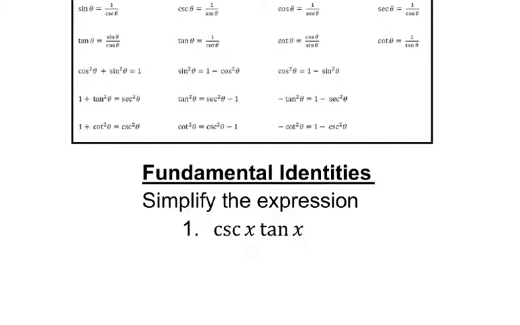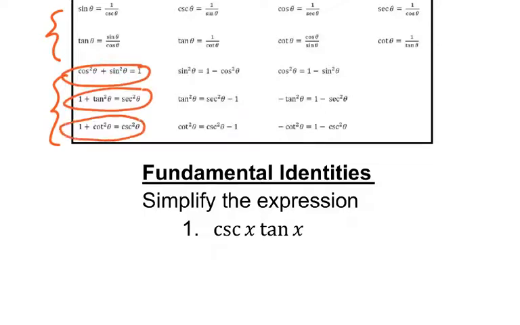All right, I'm going to work out a few examples with you today. Now, what you see on top here, you have your reciprocal identities, your quotient identities, and all three of your Pythagorean trig identities, which have been rewritten three different ways here for you. So you can see that you might have to use one of those three as you continue on.